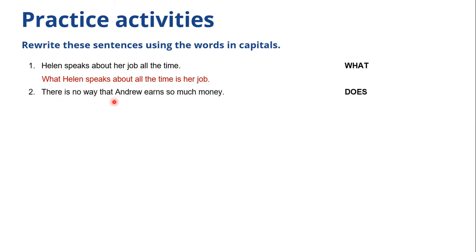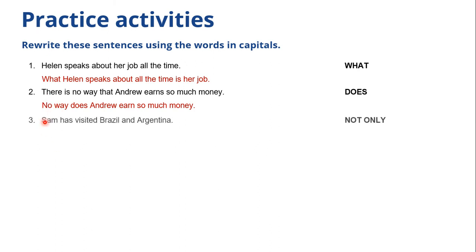There is no way that Andrew earns so much money. Can't you start with does? You make no way the beginning. No way does Andrew earn so much money. Remember, does here is to make it what? To make it interrogative: does Andrew earn so much money? And no way here is the negative adverb, placed at the beginning of the sentence.